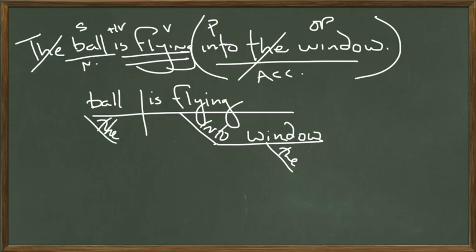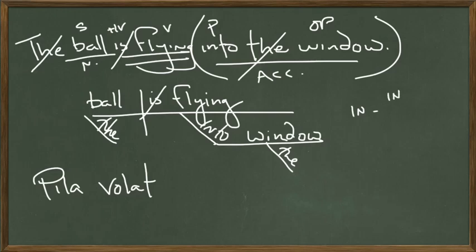Okay, now in Latin. Pila, the ball. Volat. Often in Latin you do not need a helping verb. Latin relies far less on helping verbs than English does. Pila volat. Okay, so how do we translate into? The preposition in, in Latin, can be translated three ways. It can mean in, it can mean on, and it can mean into.